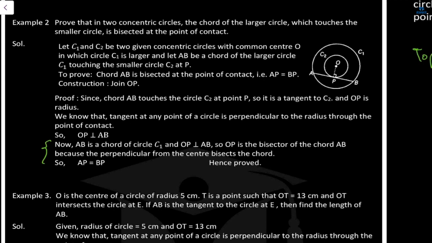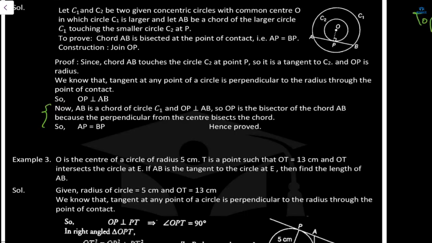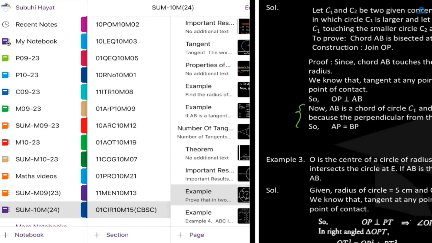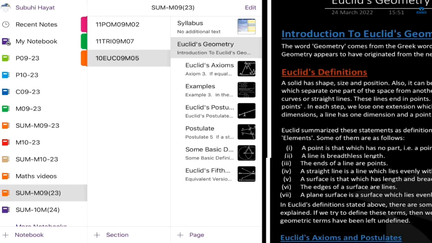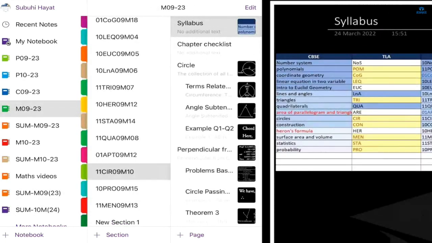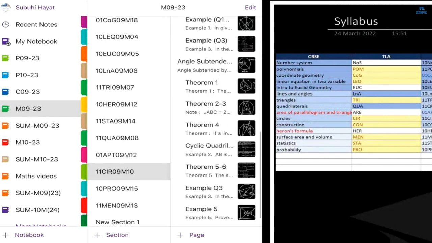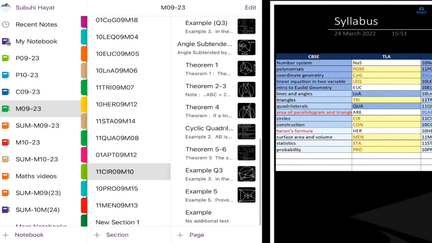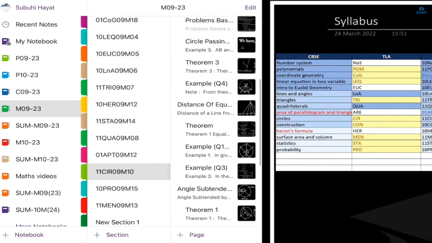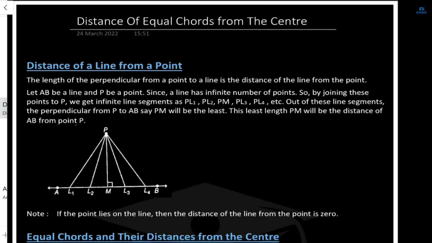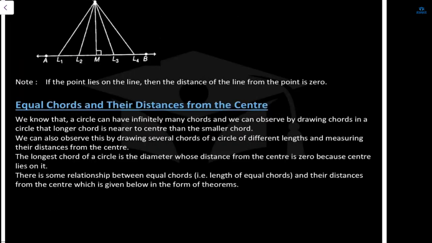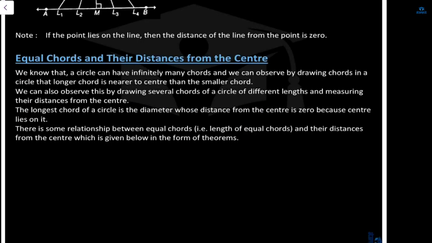I think last year this theorem was there. Class 9, this theorem must be there. Ma'am, in class 9 circle was not there. Circle was there in class 9. Ma'am, but it didn't come. It was not there, but triangles were there. See, circle is there. So many lengthy topics are there in circle: distance of the chord from the center, angle subtended, cyclic quadrilateral. So many points were there in circle. Distance of a line from a point, equal chords and their distance. This was your class 9 only.